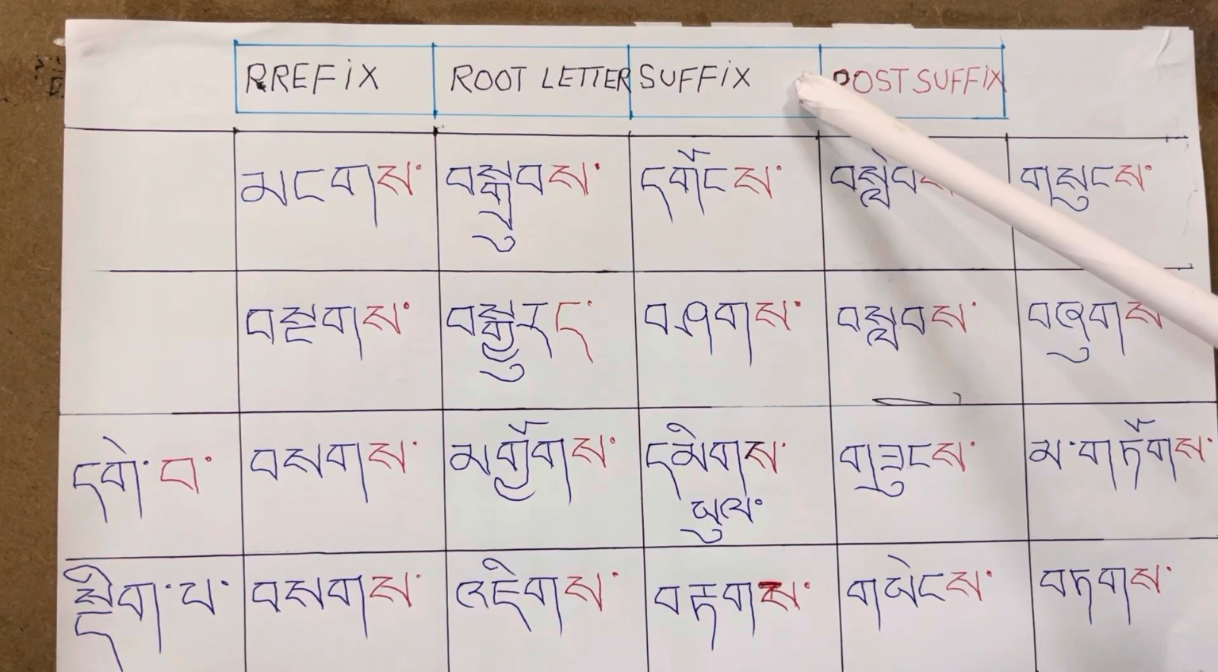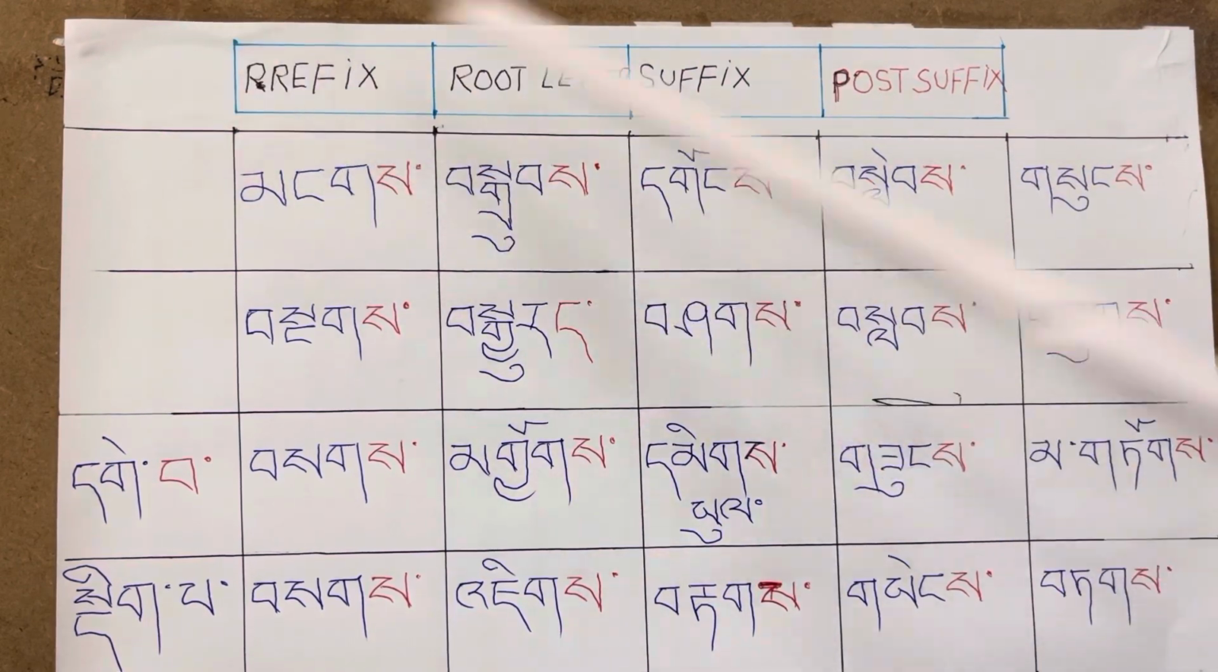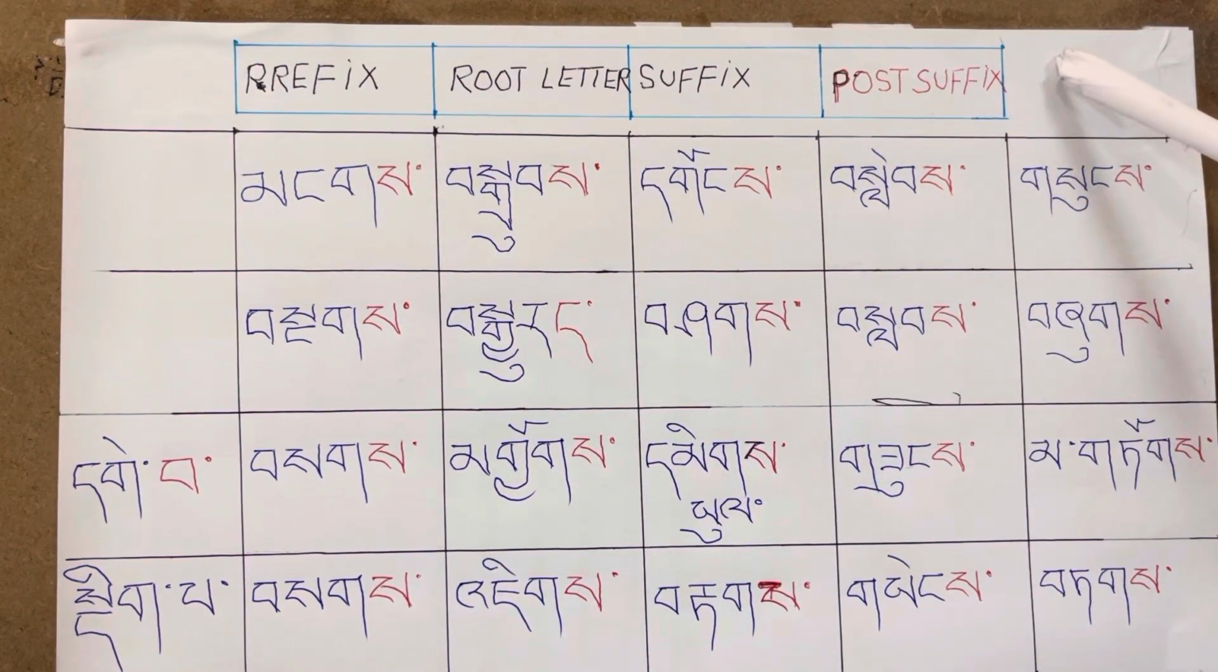So, in between two dots, at the most, you will see 4 letters in a row.